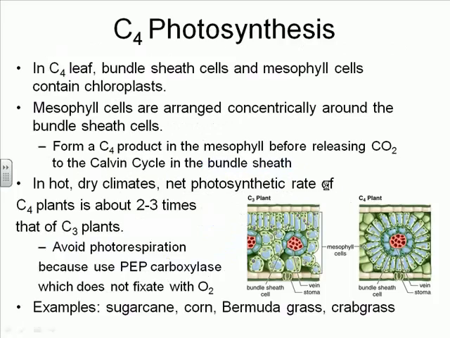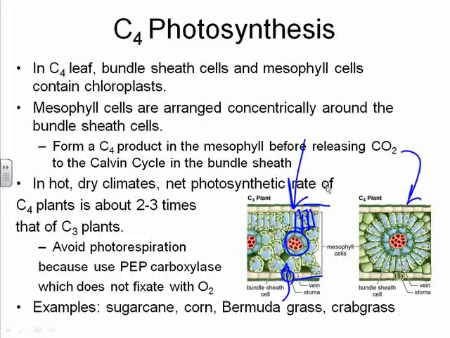So C4 is different because here's the C3 plant that we had. There's our waxy cuticle. There's our stomata to open up and bring in. Here's our plant cells. Here's our vein to bring in water. Well, a C4 uses a different arrangement.